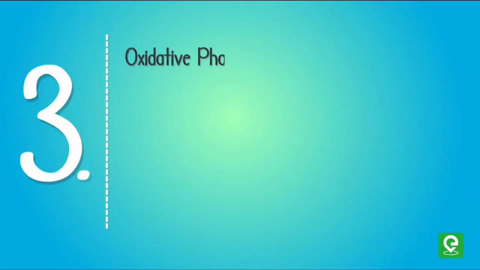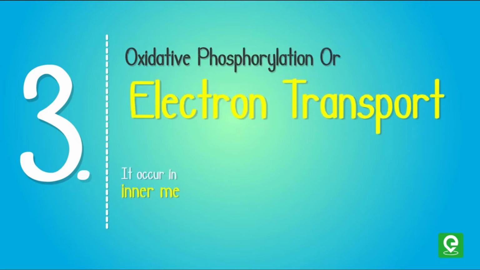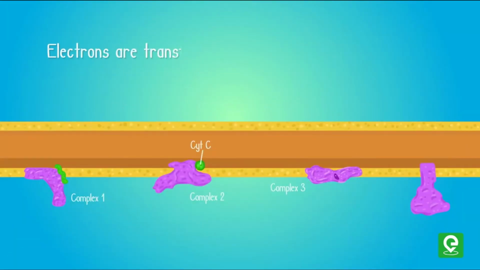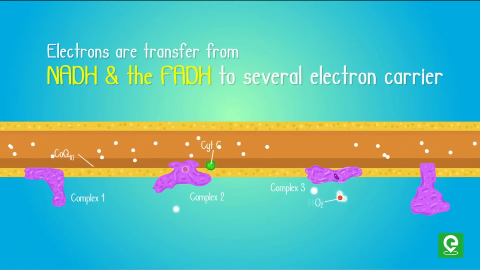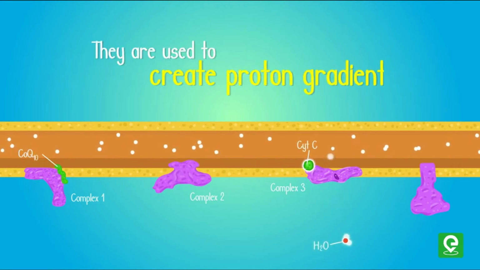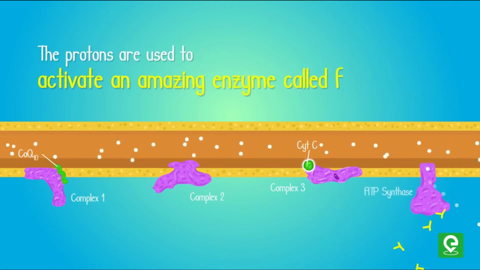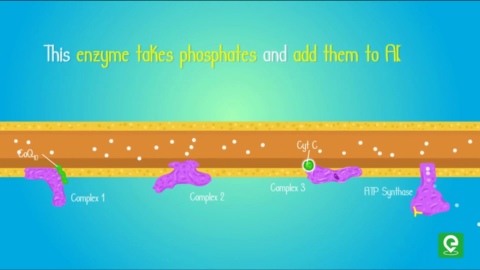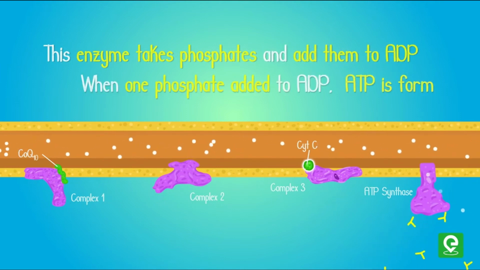Third step is oxidative phosphorylation, or the electron transport system. It occurs in the inner membrane of mitochondria and requires oxygen. In this step, electrons are transferred from NADH and FADH2 to several electron carriers, and they are used to create a proton gradient. The protons are used to activate an enzyme called ATP synthase. This enzyme takes phosphates and adds them to ADP. When one phosphate is added to ADP, ATP is formed.